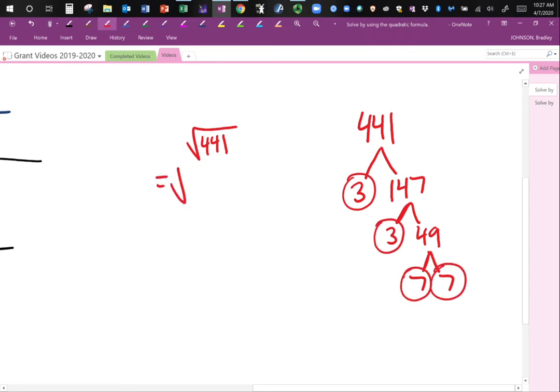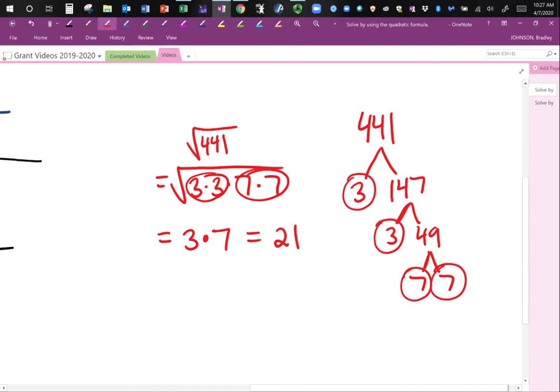So I know, based on what you know about radical rules, you could write this as 3 times 3 times 7 times 7. And when you take the square root of anything, well, you're looking for pairs. A pair of 3s can come out, then we have times, a pair of 7s can come out. So this would just leave us with 21. So the square root of 441 equals 21.